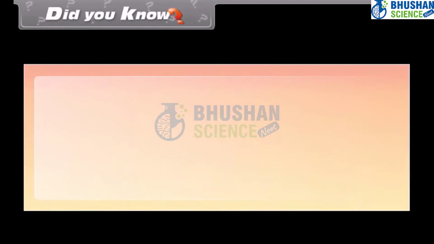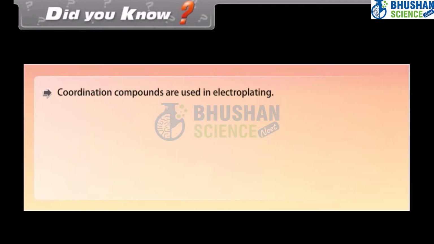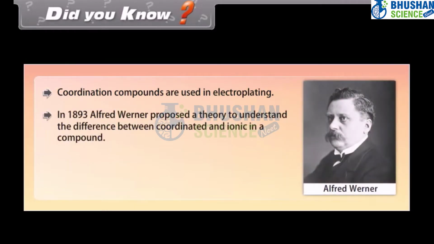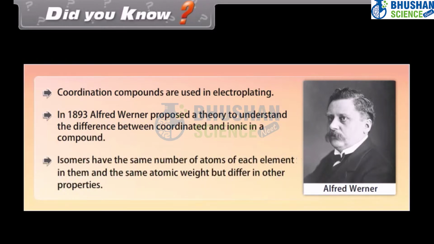Did you know? Coordination compounds are used in electroplating. In 1893, Alfred Werner proposed a theory to understand the difference between coordinated and ionic bonding in a compound. Isomers have the same number of atoms of each element in them and the same atomic weight but differ in other properties.